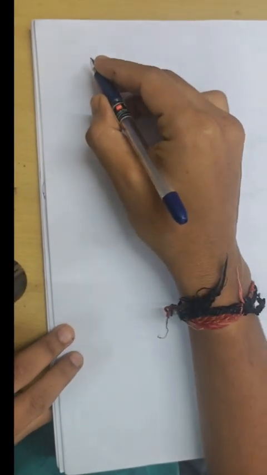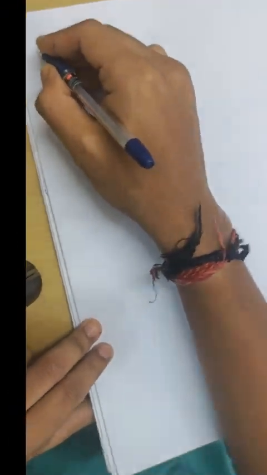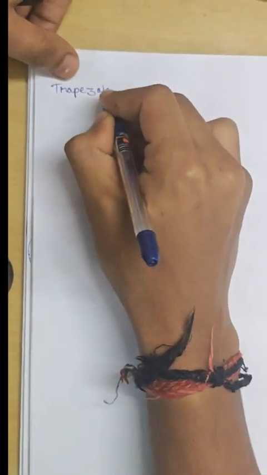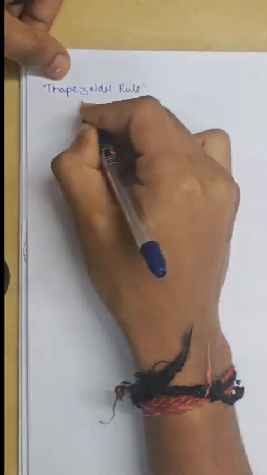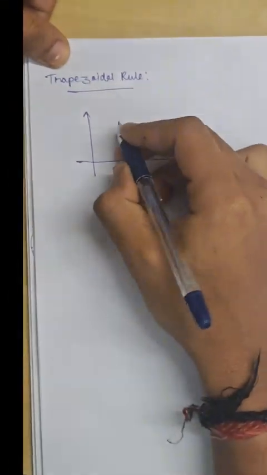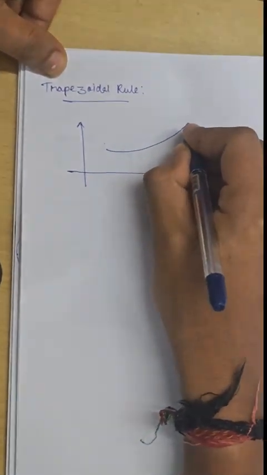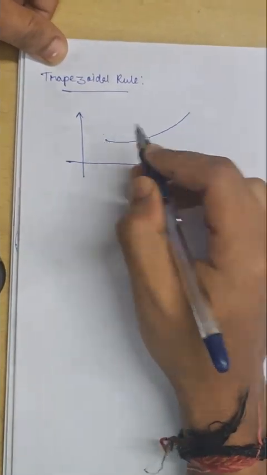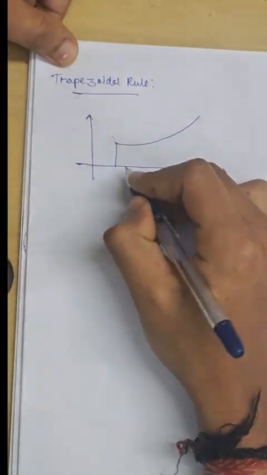This rule approximates the area under the curve by breaking the interval into small subintervals and using trapezoids to estimate the area. Let's try to visualize what was just said. So let's look first at the trapezoidal rule and try to visualize it. Let us assume a function whose graph is given like this. What the trapezoidal rule says is that we divide the area under the curve into n equal parts.